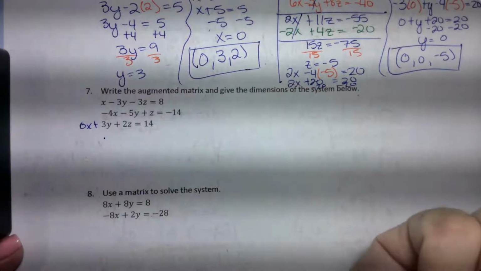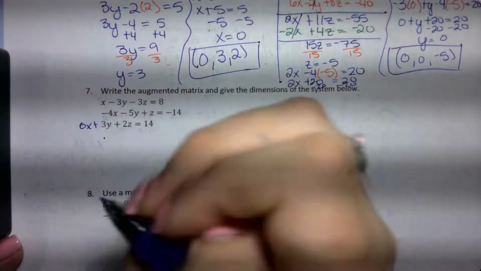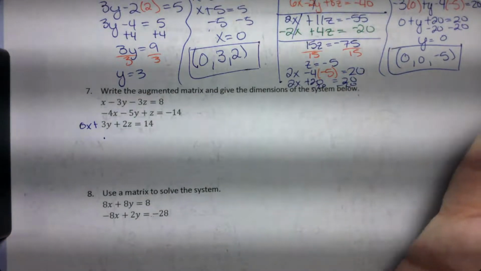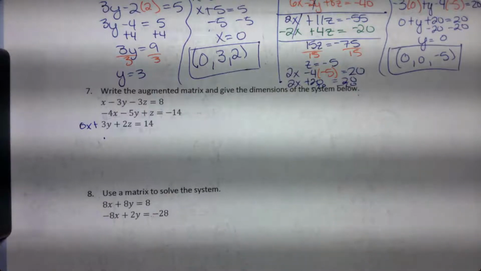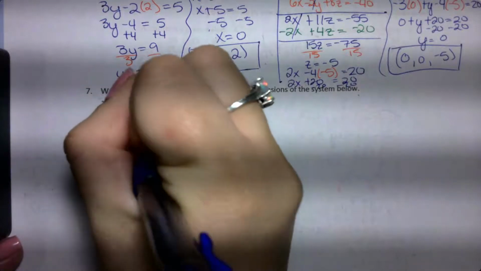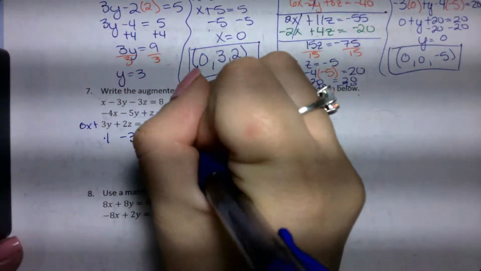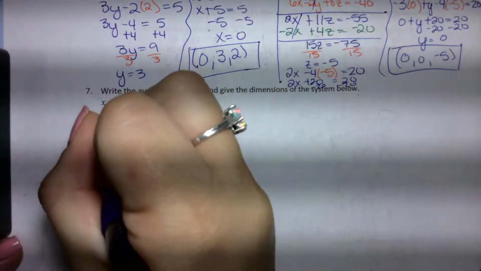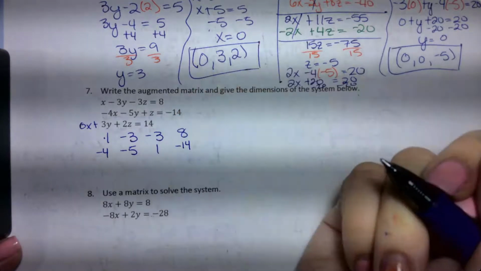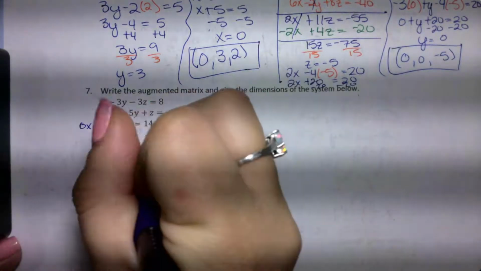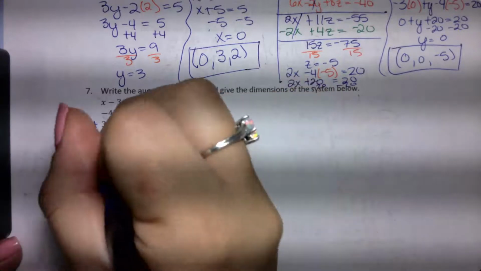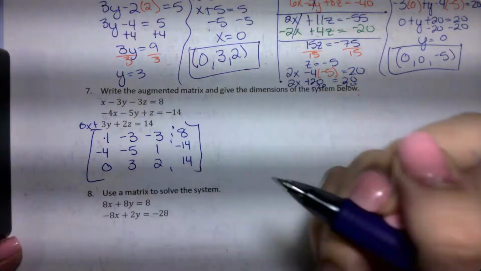So remember, in augmented matrices, each row is an equation. Everything except for the last column is my coefficients. The last column is my constants, the number at the end of the equation. So I have 1, -3, -3, 8. And I have -4, -5, 1, -14. And I have 0, 3, 2, 14. This is my augmented matrix.